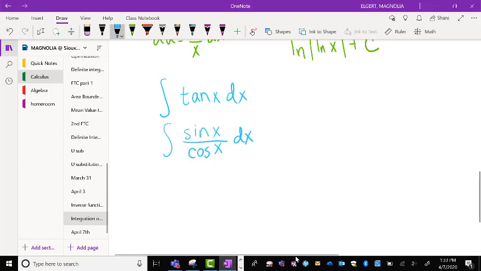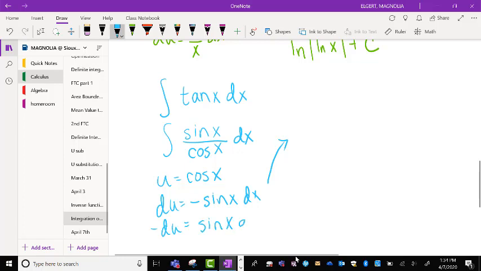So if that is my problem, what do you think I could let u equal? We talk about it's the most complicated thing, and sometimes we just let it equal the denominator. So u is going to be equal to the cosine of x. Du, what is the derivative of cosine? The derivative of cosine is negative sine of x dx, which works kind of. We'll have to move that negative. This one does not have the negative, so negative du would equal sine of x dx.